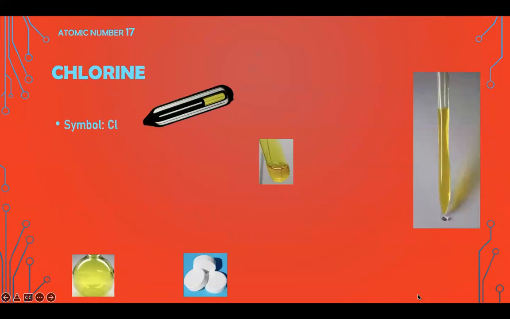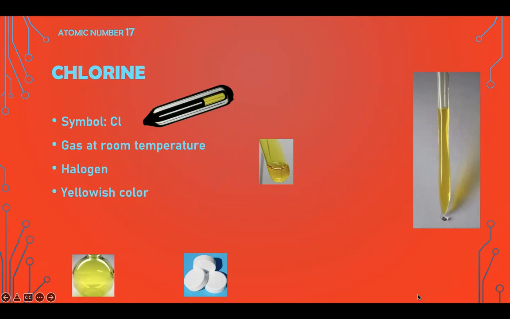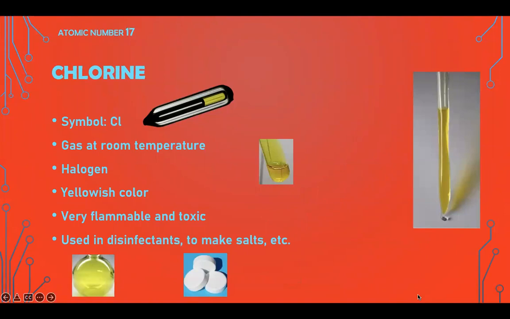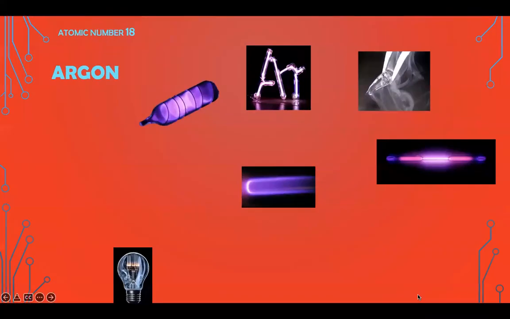Now we come to chlorine. Its symbol is Cl. It's a gas at room temperature. And chlorine is a type of element like fluorine known as a halogen. Chlorine has a slightly yellowish color and it's a bit more visible than fluorine. It is very flammable and toxic. Please do not inhale chlorine. Lots of people have died by inhaling it because chlorine causes your lungs to fill up with a liquid, which causes asphyxiation. Chlorine is used in disinfectants because it's pretty toxic. It's used to make salts, not just sodium chloride, which we eat, but also other salts, and it has other applications.